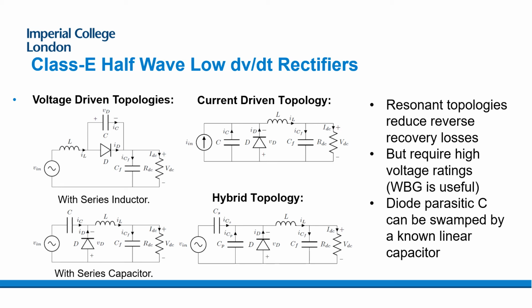One of the issues, of course, when you start to use resonant topologies like this is you end up with high voltages on the diodes, and consequently wide bandgap materials are very useful here.